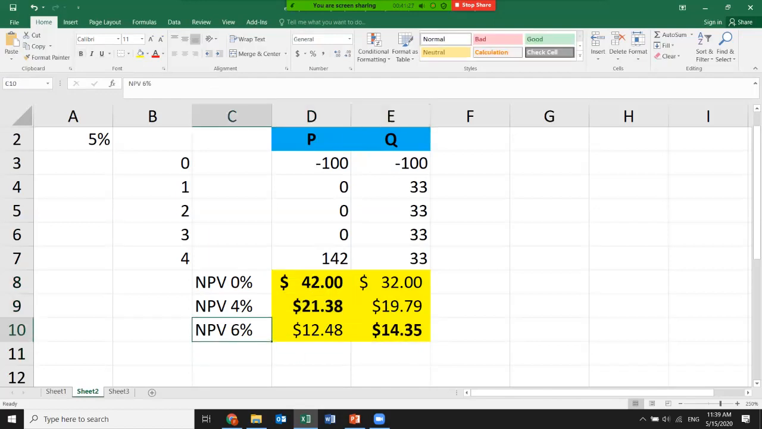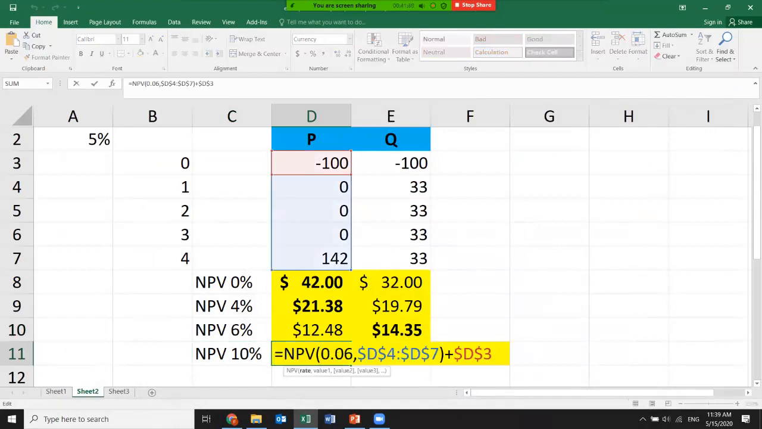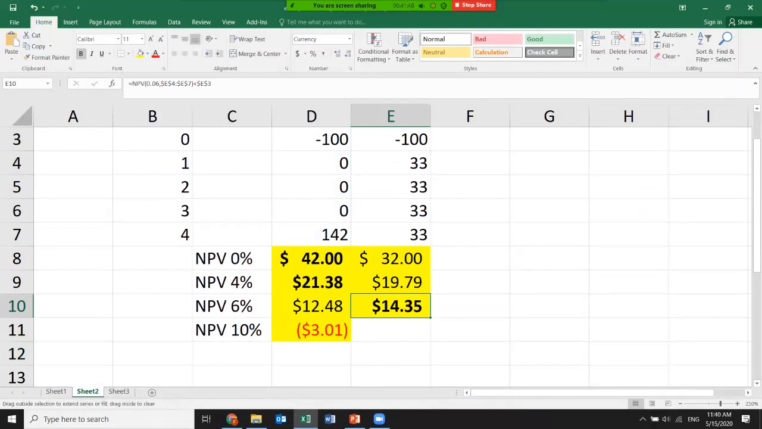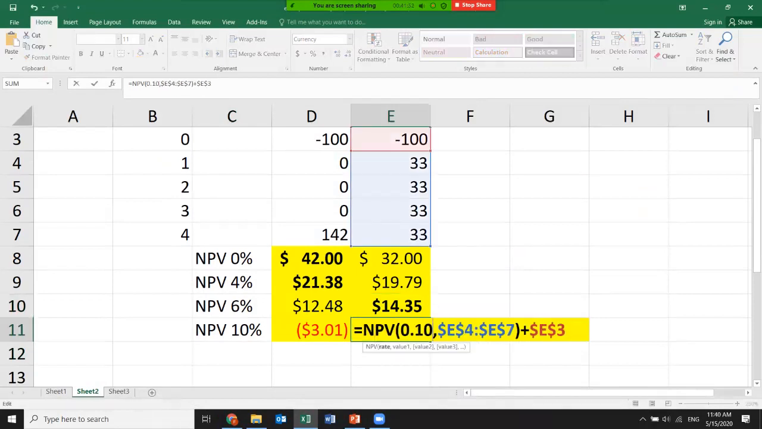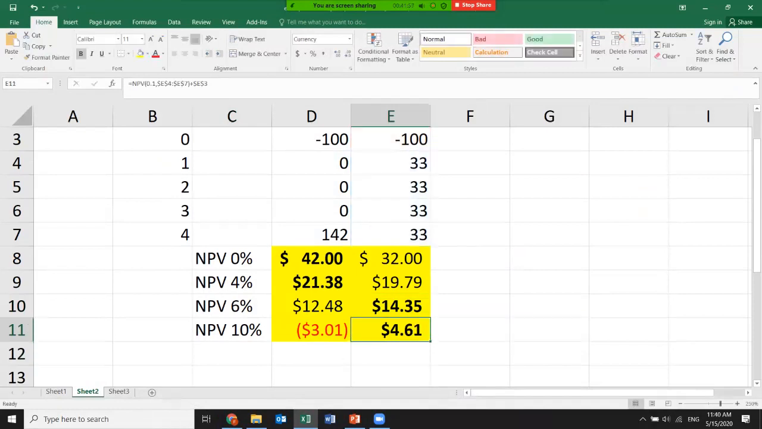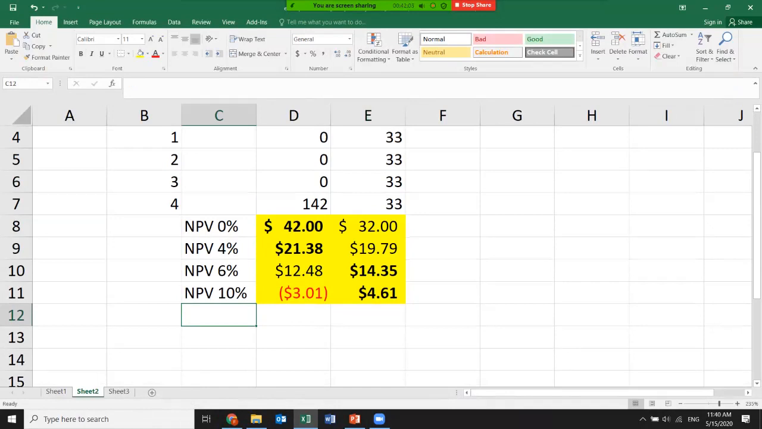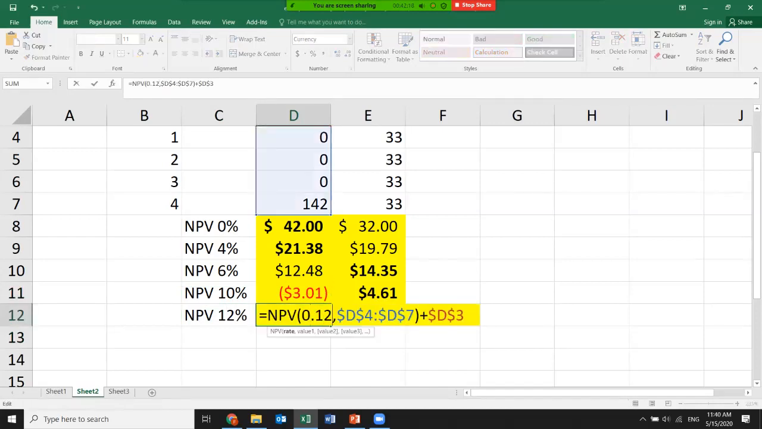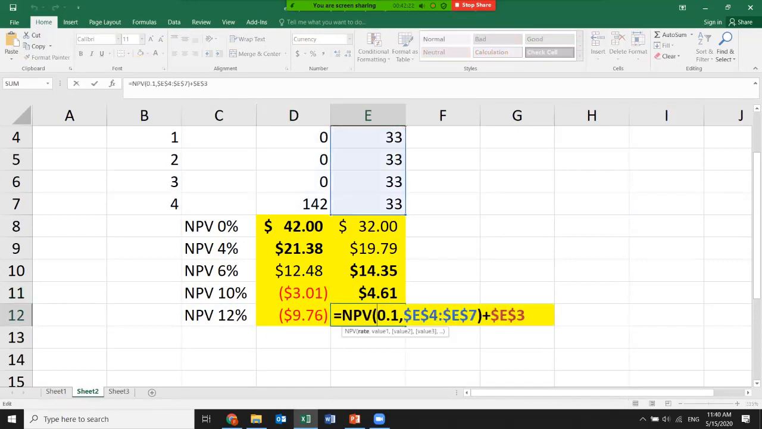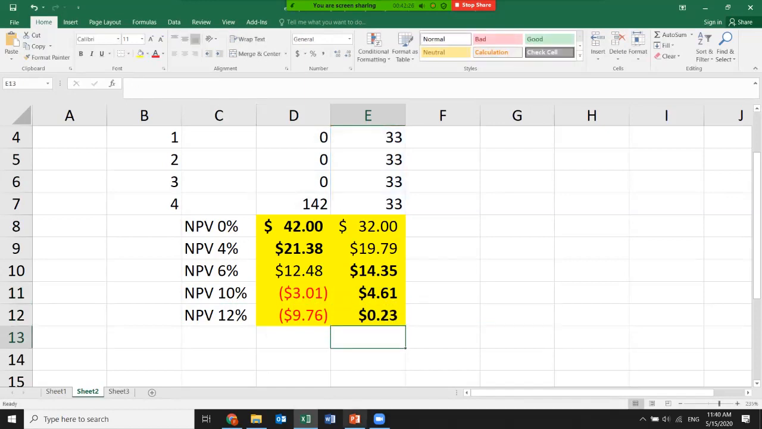If the rate becomes, I'm mistaken, 10%. So I change the rate, and here the rate becomes 10%. So I choose project Q when the rate is 10%. Then when the rate is 12%, and the NPV in here is 12%, it still gives you the positive value.